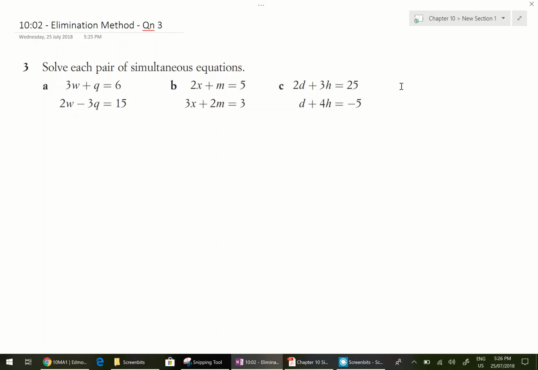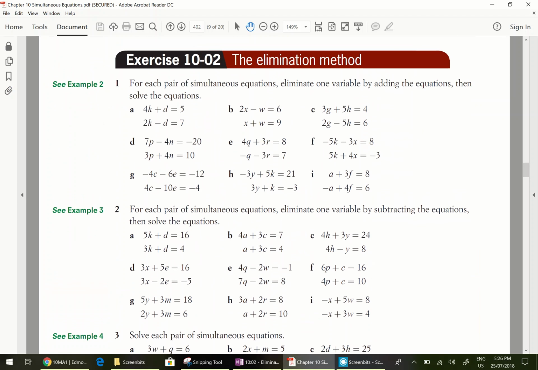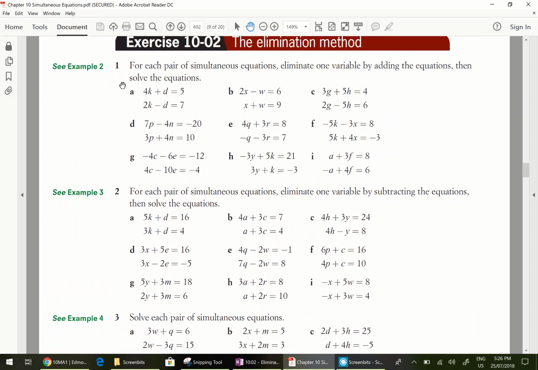For 1002 question 3 with the elimination method, it's a little bit more difficult and a little bit more thought needs to go into it. For the first two questions, they were telling you to either add or subtract. What we notice in the adding questions here is that one of the variables was positive and one was negative, which meant by adding them we would eliminate the D or the W or the 5H.